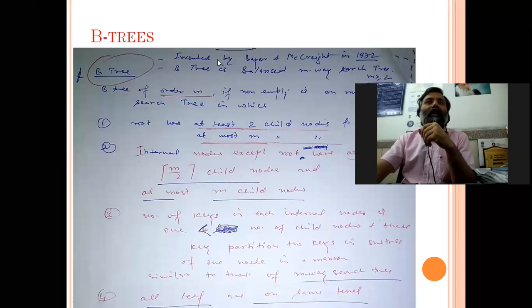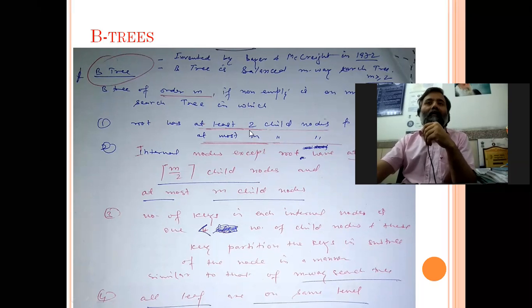This B tree was invented by Bayer and McCreight in 1972, and as I said, B tree is a balanced M-way search tree. Suppose we have a B tree of order M, then it is an M-way search tree with the following properties. As I said, all leaves are on the same level.